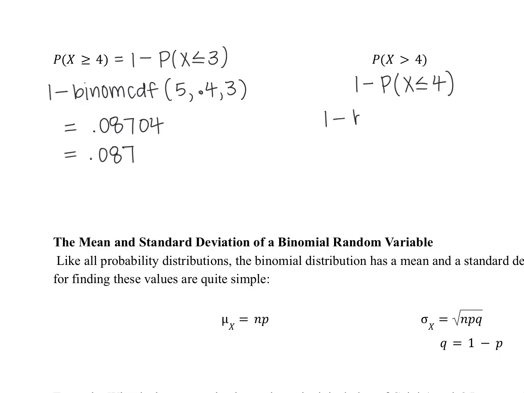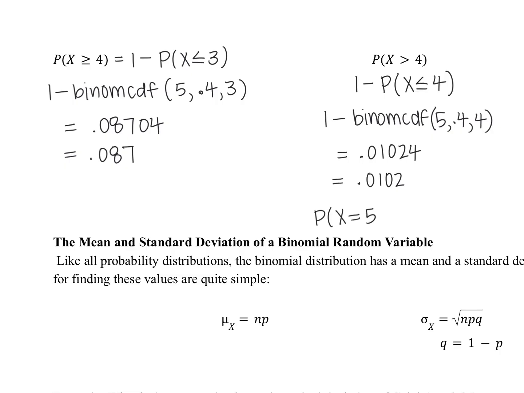So it becomes 1 minus binom CDF. And then we have 5, comma, 0.4, comma, 4. Which is going to give us 0.01024 or 0.0102. This last one is also really weird because I only had 5 trials. The only thing greater than 4 is technically 5. So you could have also thought of this one as just the probability that x equals 5. Okay.